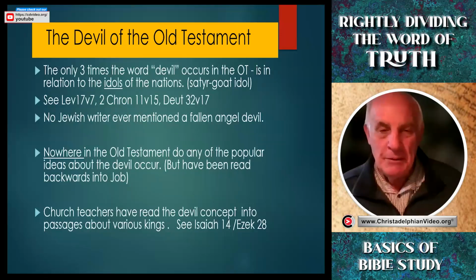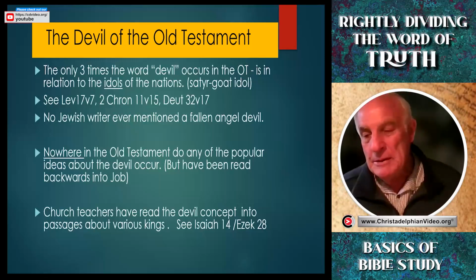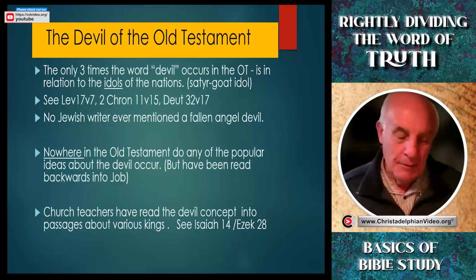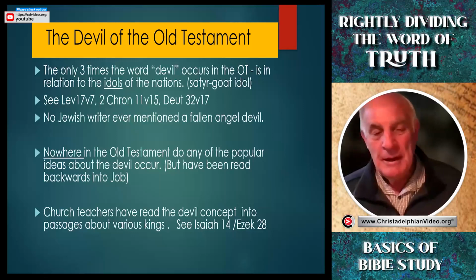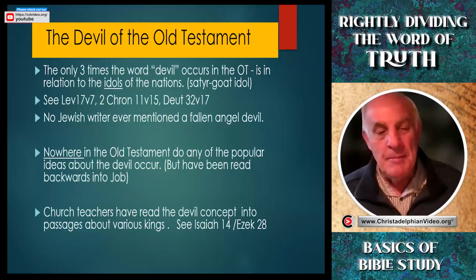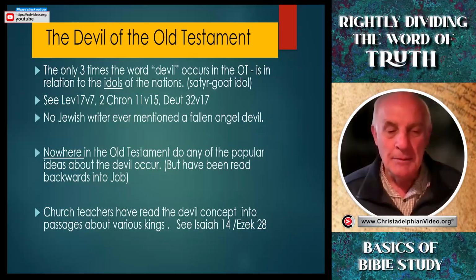So nowhere in the Old Testament do any of the popular ideas about the devil occur, but they have been read backwards into books like Job. So when it talks about the sons of God and about certain enemies of Job coming along to worship, the word devil or the word Satan was put there as being someone opposing the will of God, making it sound like the devil was there with Job. So again, by reading backwards with the popular concept that they had, they put the word Satan back into the record.